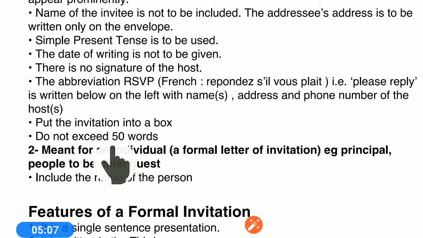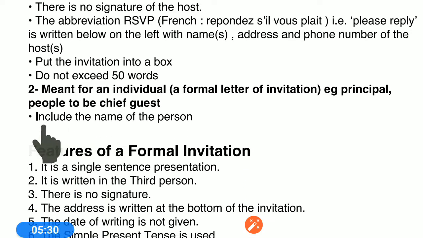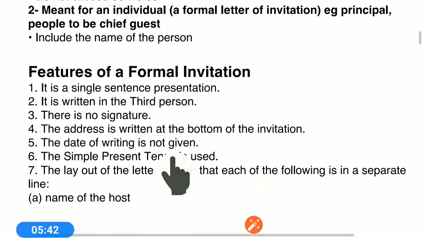Now here I want to make it very clear. Formal invitations, as I told you, are written in the form of a card. But suppose you are invited as the chief guest for some program, then you will not receive the invitation in the form of a card. It is also a form of a card, but that invitation is a little different, and it includes the name of the person, because it is precisely for you, because you are invited as a chief guest to witness the program.